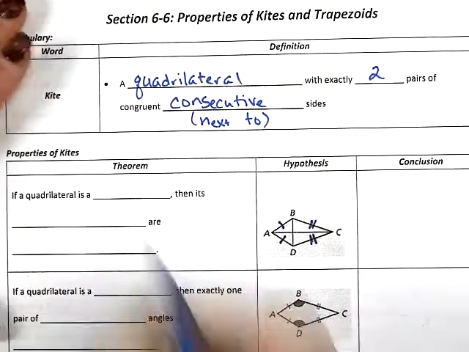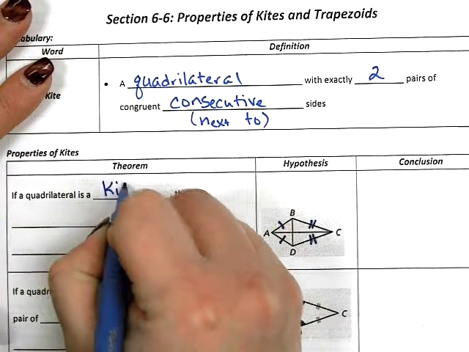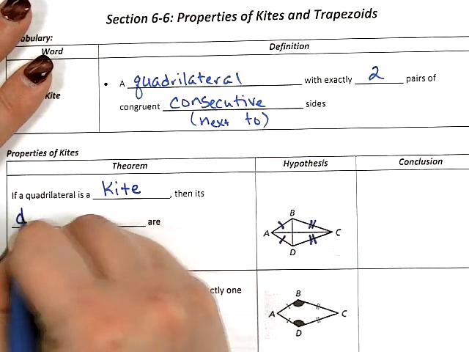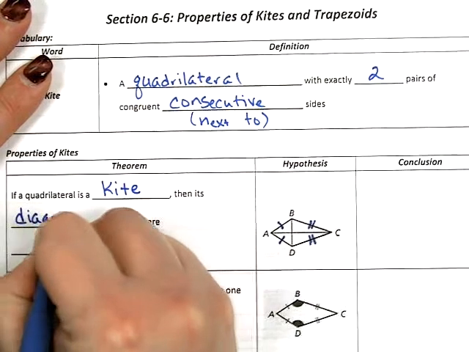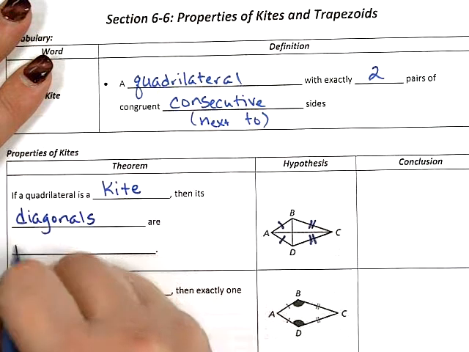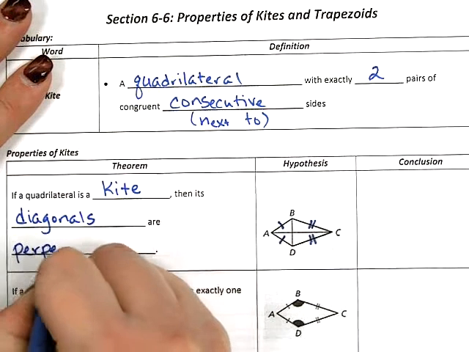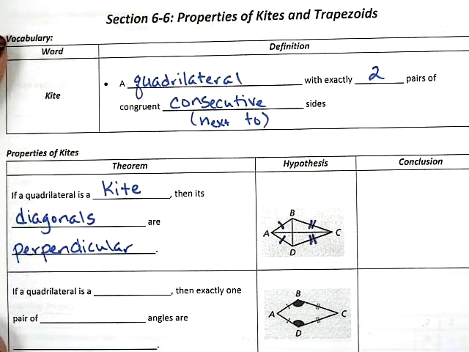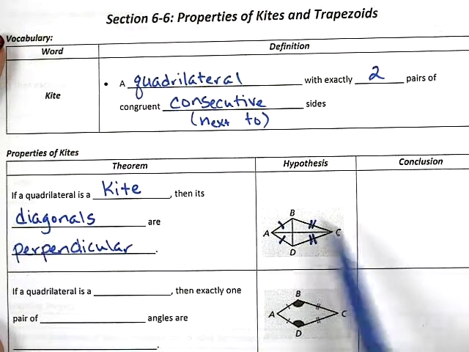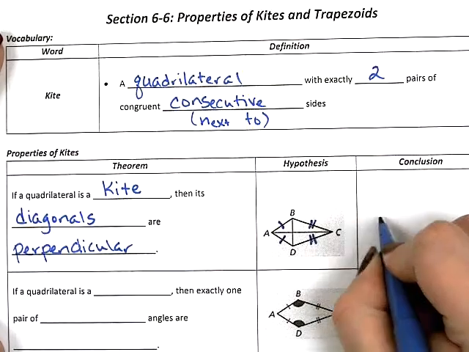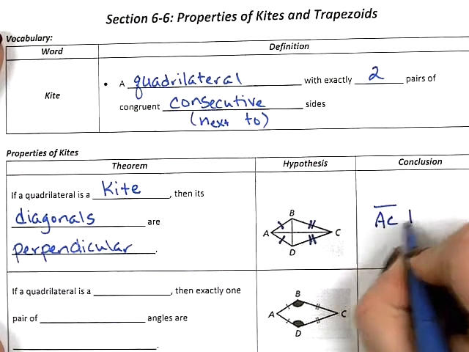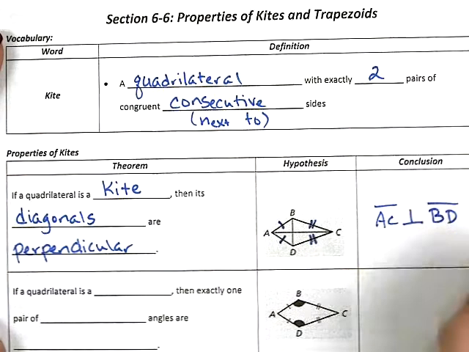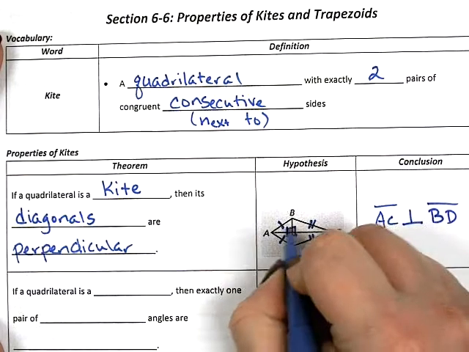So if a quadrilateral is a kite, then its diagonals are perpendicular. Okay, perpendicular. So that means then that looking at this picture, we've got this kite, right? That means that AC is perpendicular to BD. Okay, it means that we can draw some right angles in there if we wanted to.